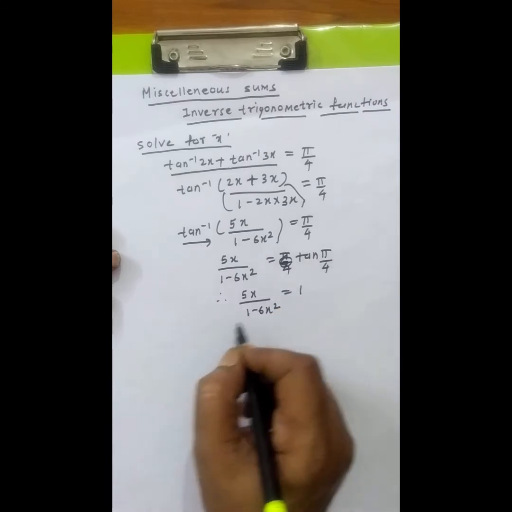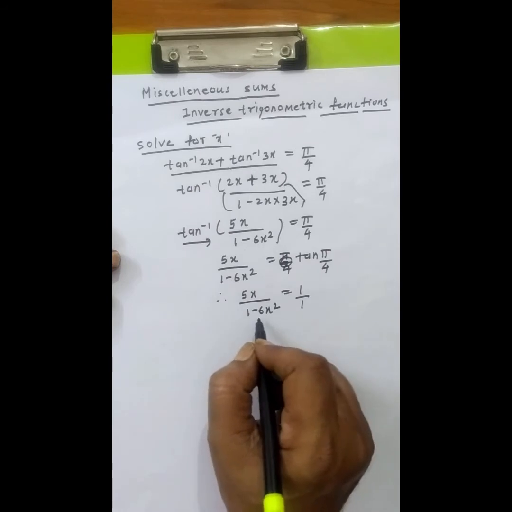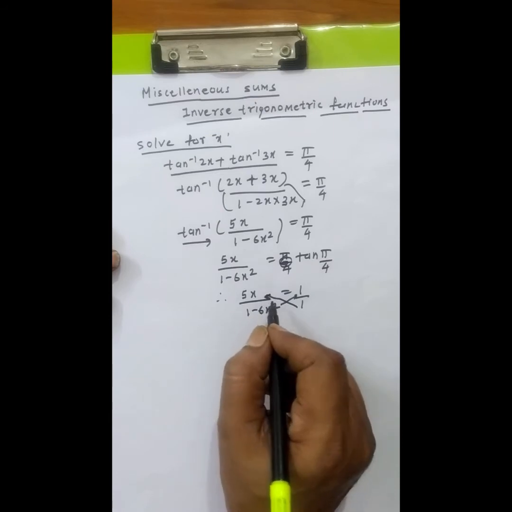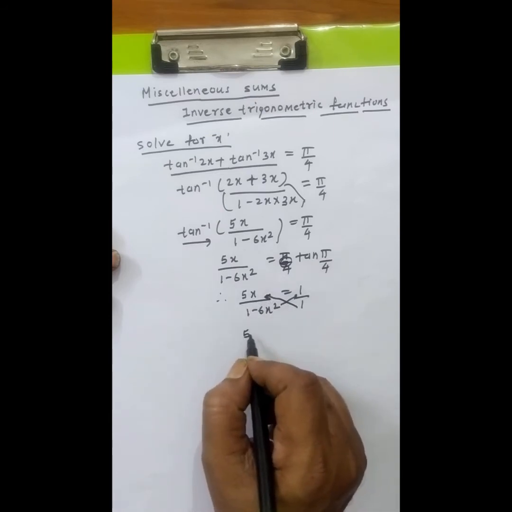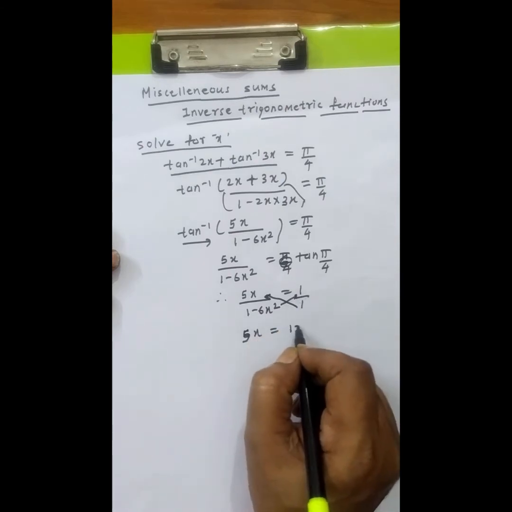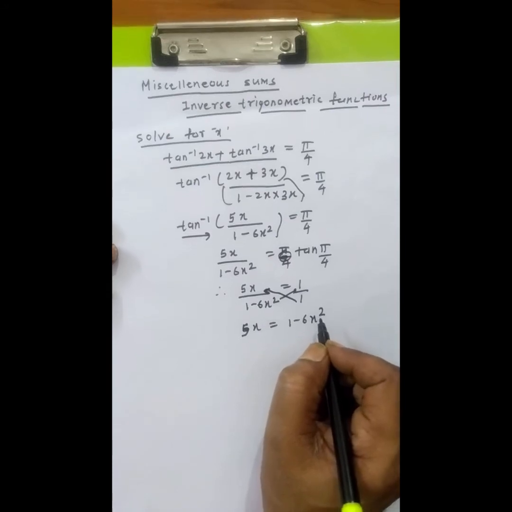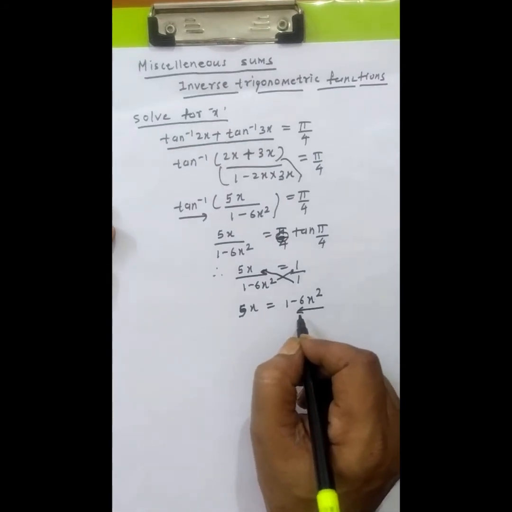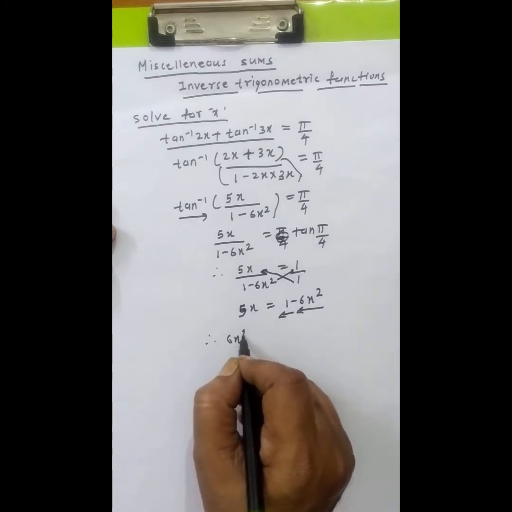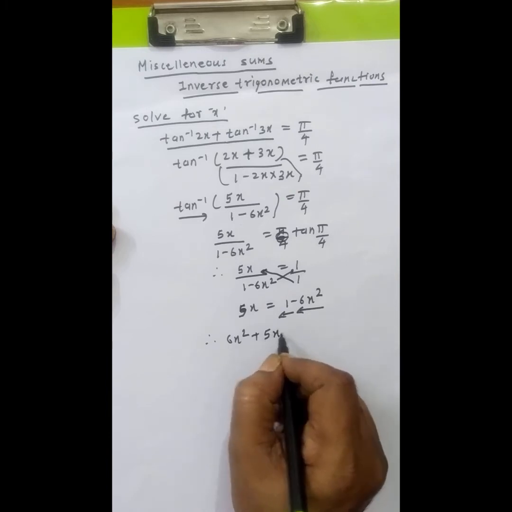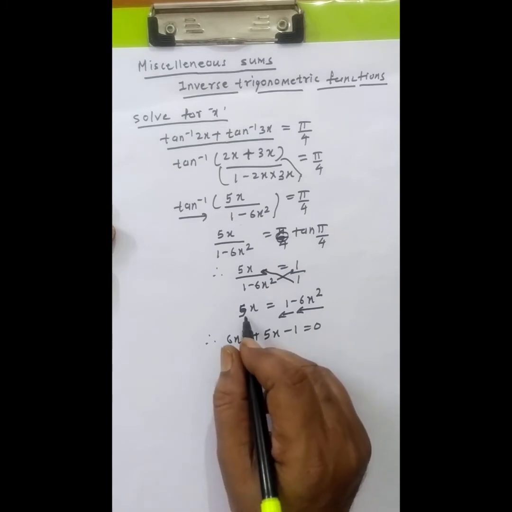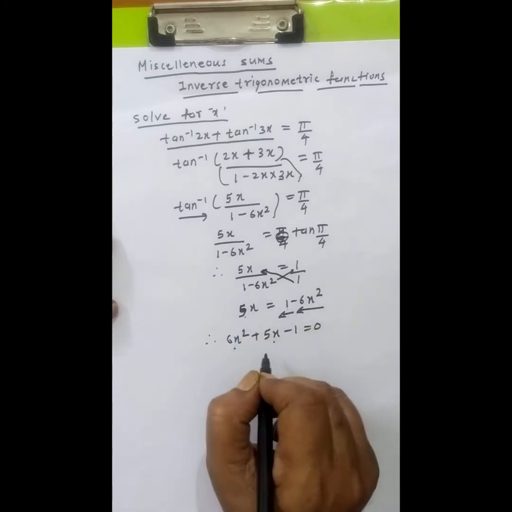Now you have to cross multiply. So this 1 we can take as 1 into 1. This will be multiplied with 1, and this one will be multiplied with 5x. So this will be 5x into 1 is 5x equals 1 minus 6x square into 1 is 1 minus 6x square. So next you have to convert into a quadratic equation. I will transfer these two terms to the left hand side. Therefore this will be 6x square plus 5x plus 1 becomes minus 1 equals 0. Minus 6x square becomes plus 6x square, plus 5x as it is, plus 1 becomes minus 1.